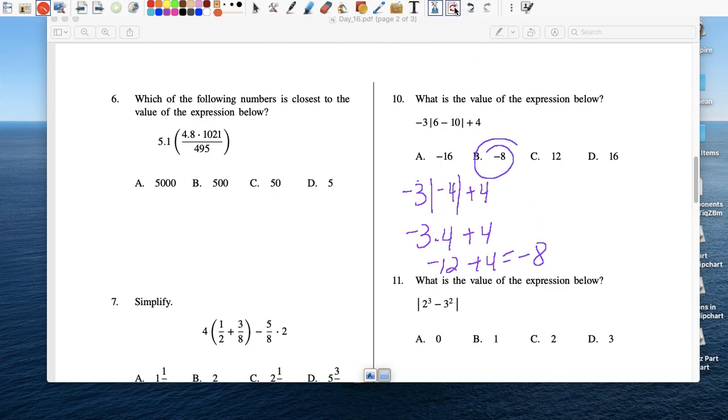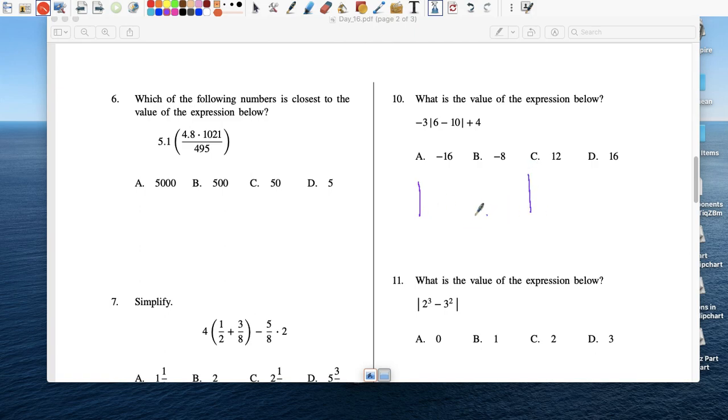Again, absolute value, so do the exponents first, right? Take care of that. 2 to the third power is 8. 3 to the second power is 9. 8 minus 9 is negative 1. Once you evaluate the expression inside the absolute value symbol, we got negative 1, and now you can take the absolute value. Absolute value of negative 1 is just 1. That is B.